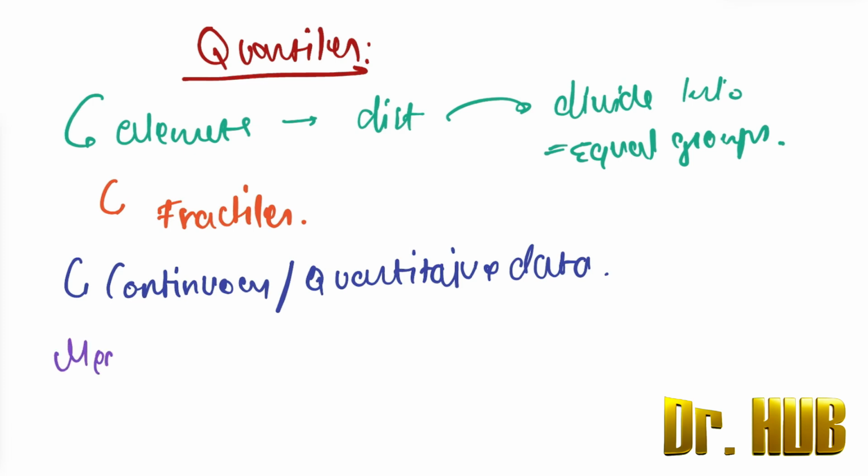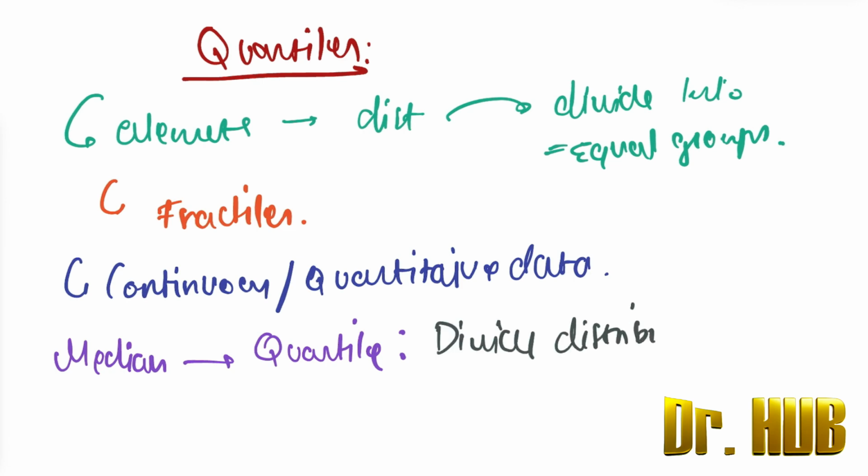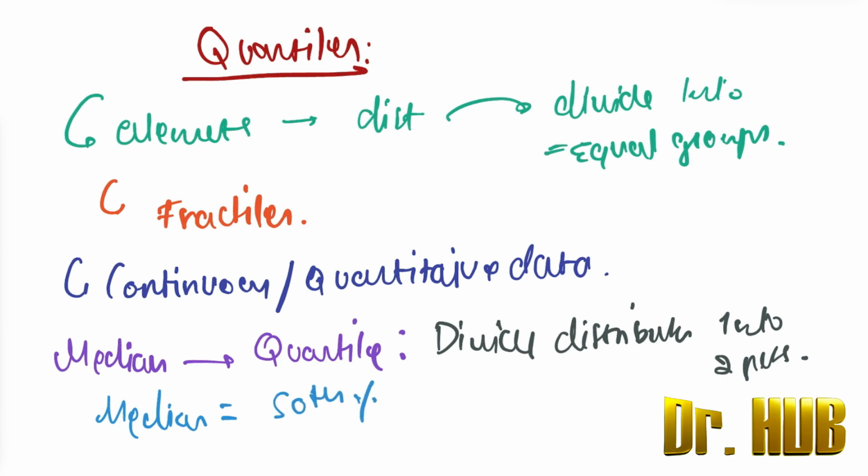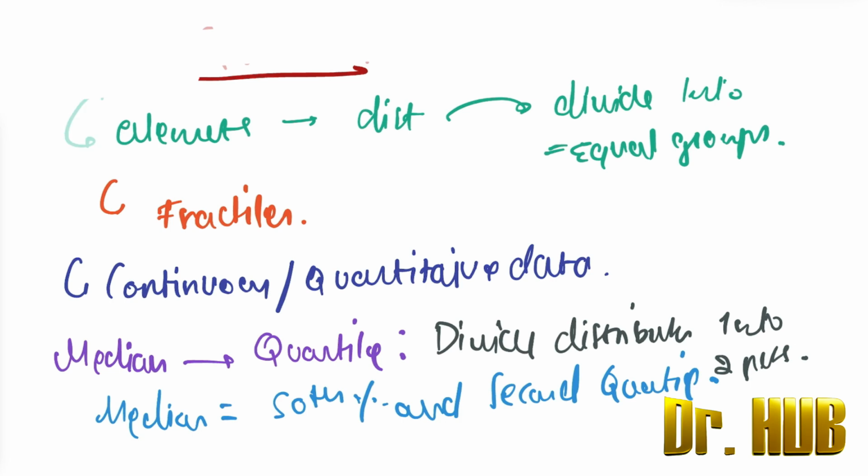The median is also considered a quantile, and it divides the distribution into two parts. So the median is the same as the 50th percentile or the second quantile.